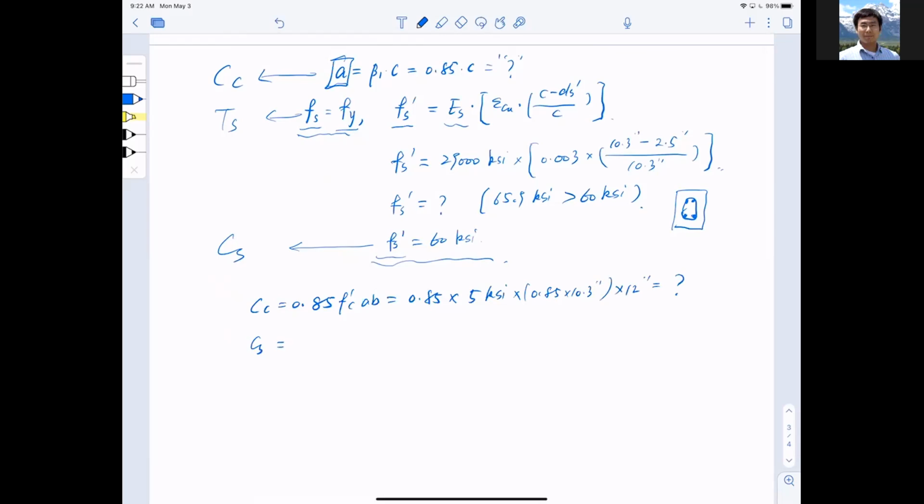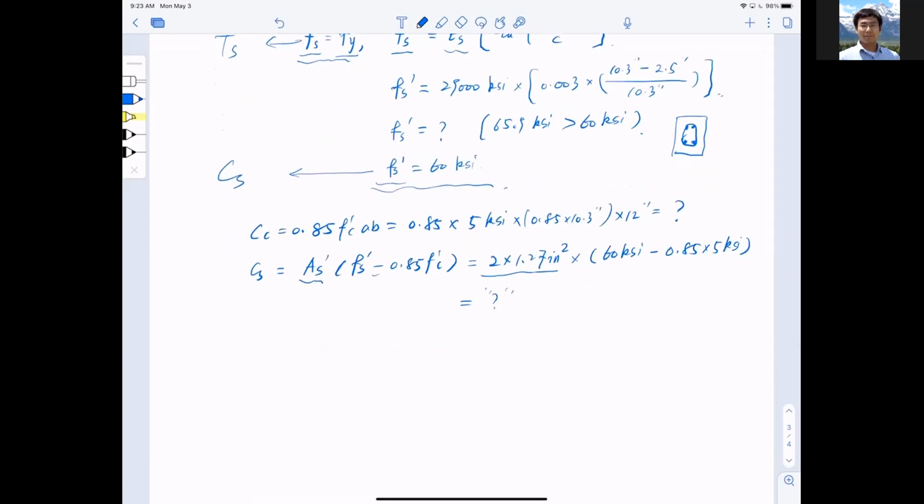Cs should equal the area of steel in compression, As prime, multiplied by the stress in the steel, Fs prime, minus, don't forget this part, 0.85 f'c for filling into the missing holes of the concrete, right? So bring in As prime: I have two number 10 bars in compression. Fs prime equals 60 ksi, and then minus 0.85 f'c, which is 5 ksi. Okay, and then please calculate it out. So what is my compression force from the steel?